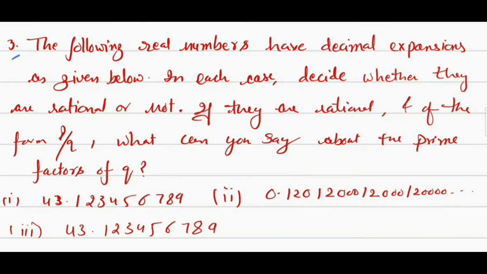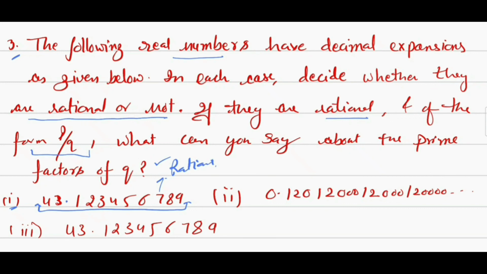Third and the last question here is: the following real numbers have decimal expansions as given below. In each case, decide whether they are rational or not. If they are rational and of the form p upon q, what can you say about the prime factors of q? So see here, first question is 43.123456789. So see, this decimal expansion is terminating. So this is a rational number. So it means we can write this rational number in this p upon q form. So we can say that this q we can write in the form 2 raised to power n into 5 raised to power m. This is correct.